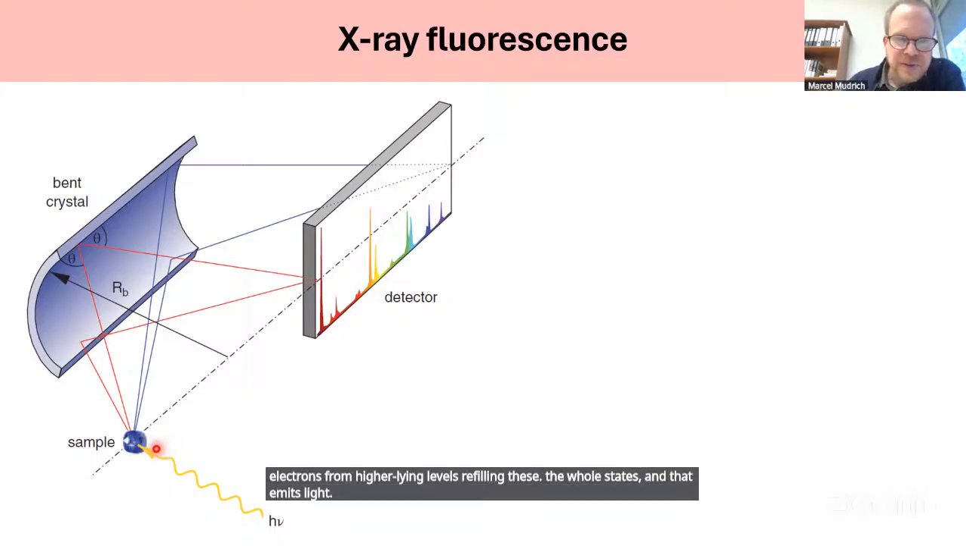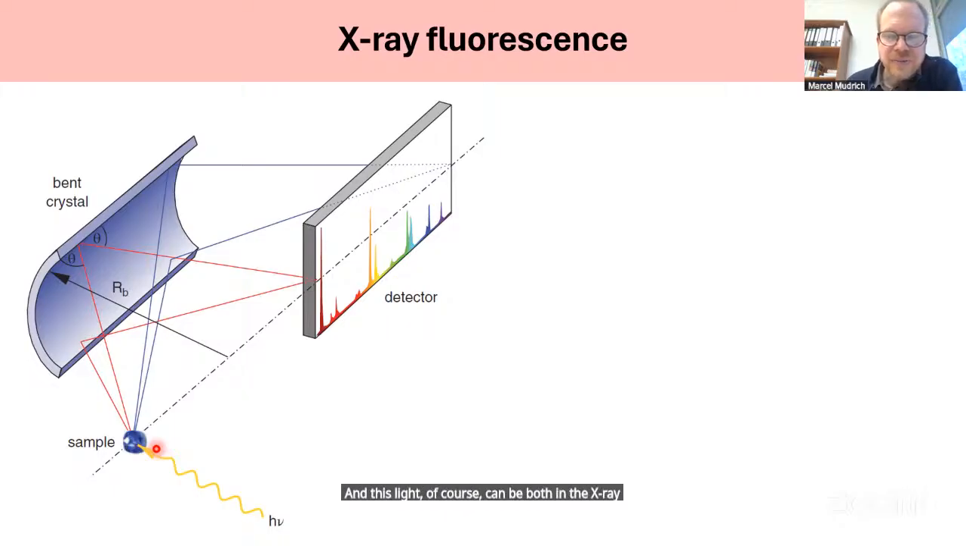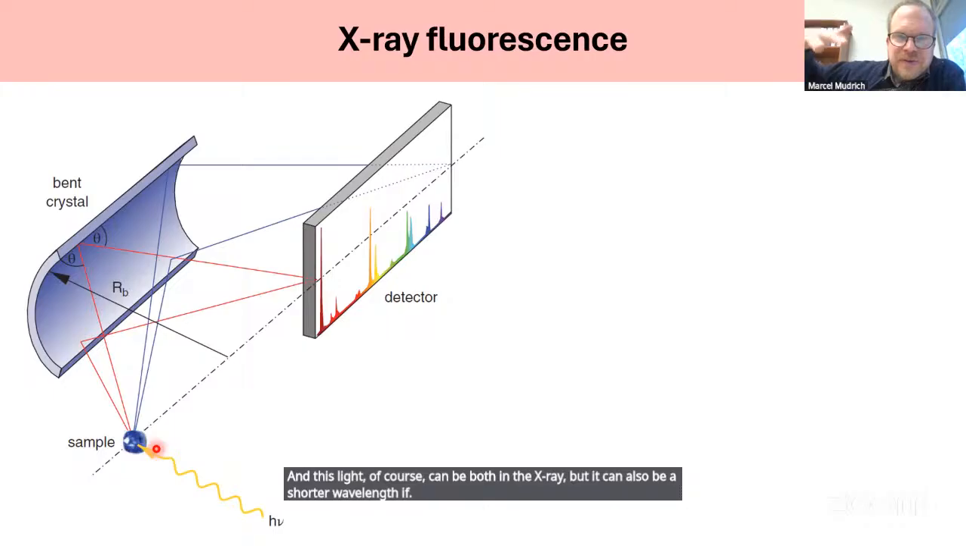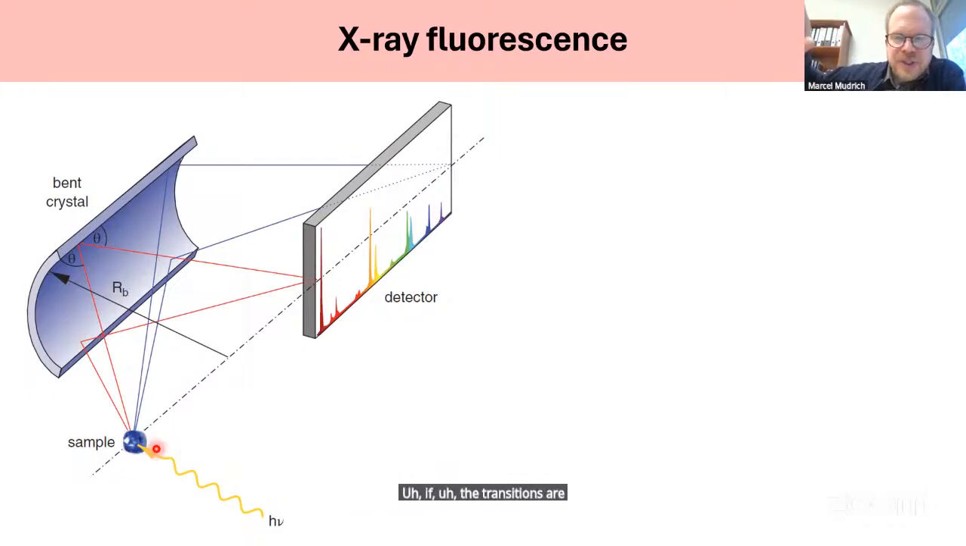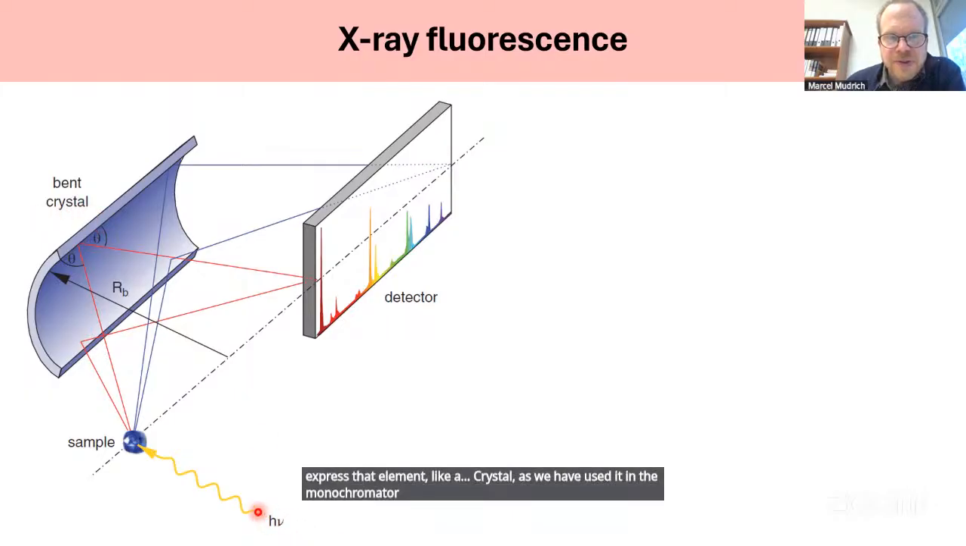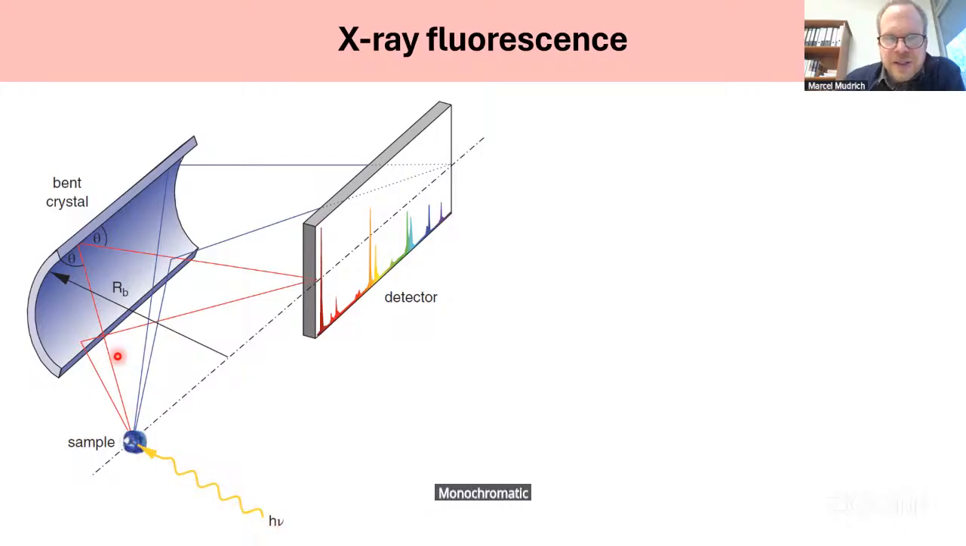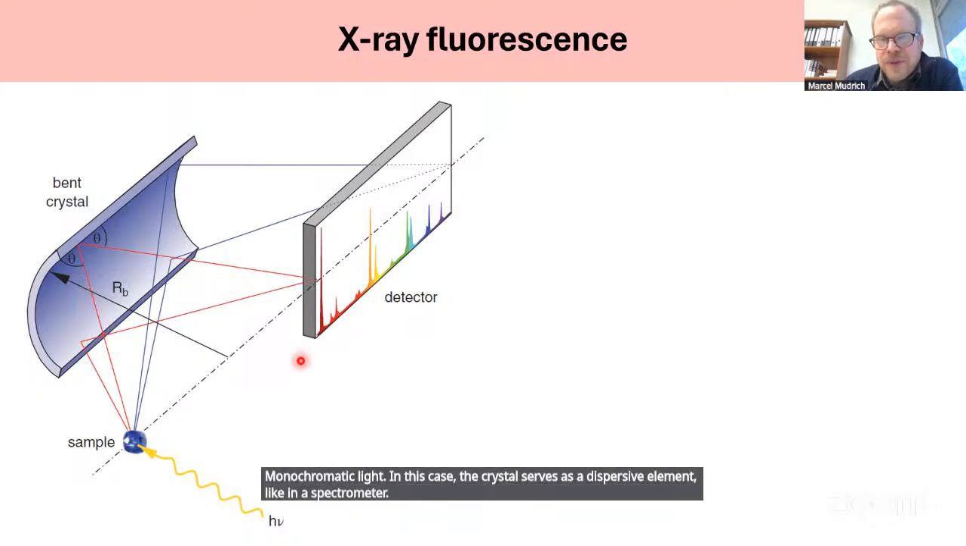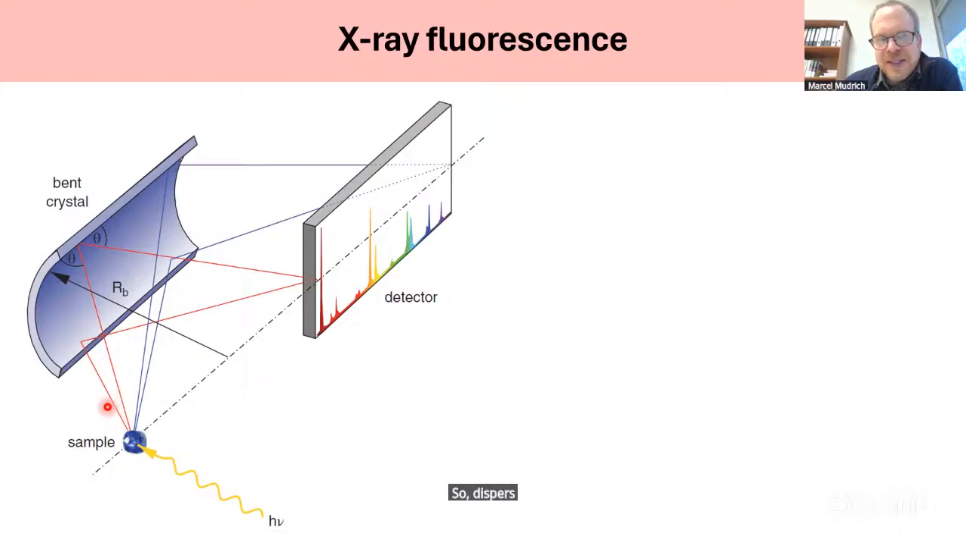And this light, of course, can be both in the X-ray, but it can also be at shorter wavelengths if the transitions are between neighboring levels. But all this light can be dispersed on some dispersive element like a crystal, as we have used it in the monochromator in the first place to produce the monochromatic light. In this case, the crystal serves as a dispersive element, like in a spectrometer, to disperse the polychromatic fluorescent light emitted by the sample onto some detector.